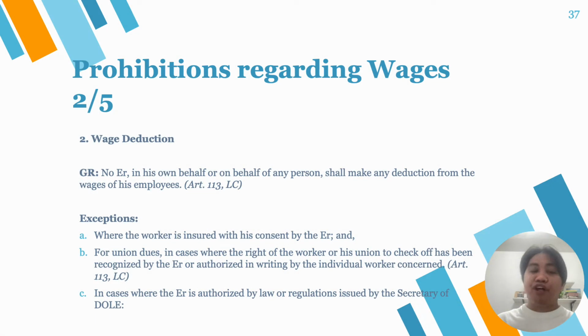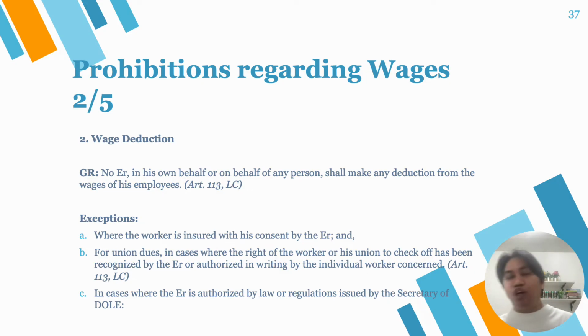Second, wage deduction. No employer, in his own behalf or on behalf of any person, shall make any deductions from the wages of his employees. Whatever your salary is for that particular period, there should be no way that it shall be deducted by the employer, even on behalf of another person, even if that person is your creditor. Di ba, may utang ka, that person cannot compel the employer to reduce your salary as an advance payment of your particular debt or obligation.